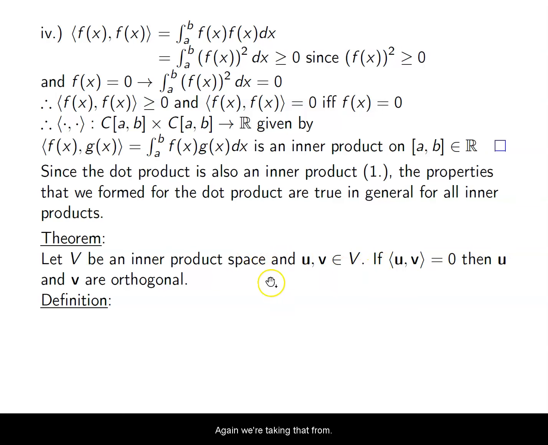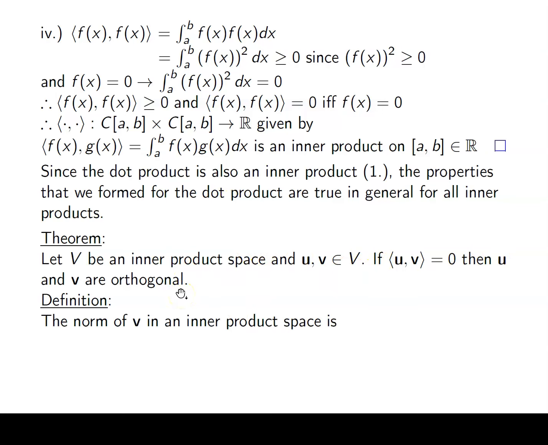So again, we're taking that from dot products, right? The norm of a vector V in an inner product space is the same definition, right? It is the square root of the inner product of V with itself. So for dot product, it was V dot V. Here it is V inner product V. Okay, so again, all the rules are the same, but the math to show them may include integrals or polynomials or traces of A transpose B, or however it is that we're defining our inner product on our vector space.